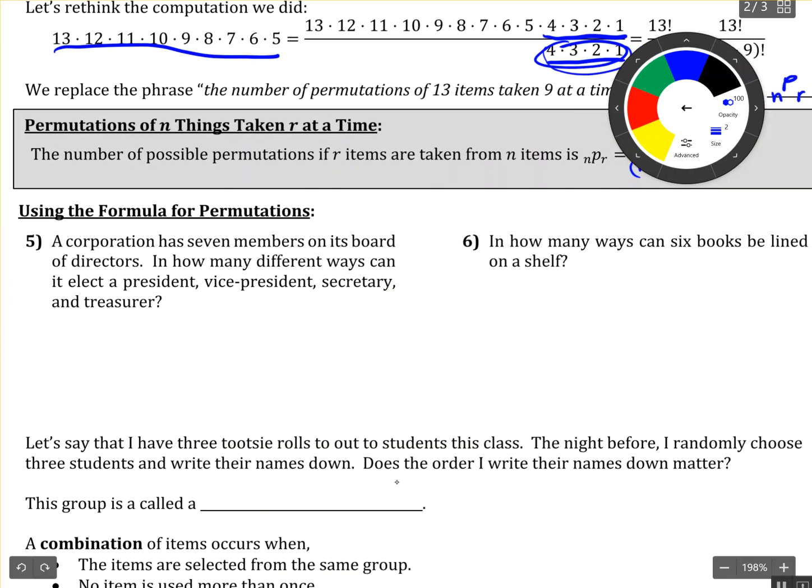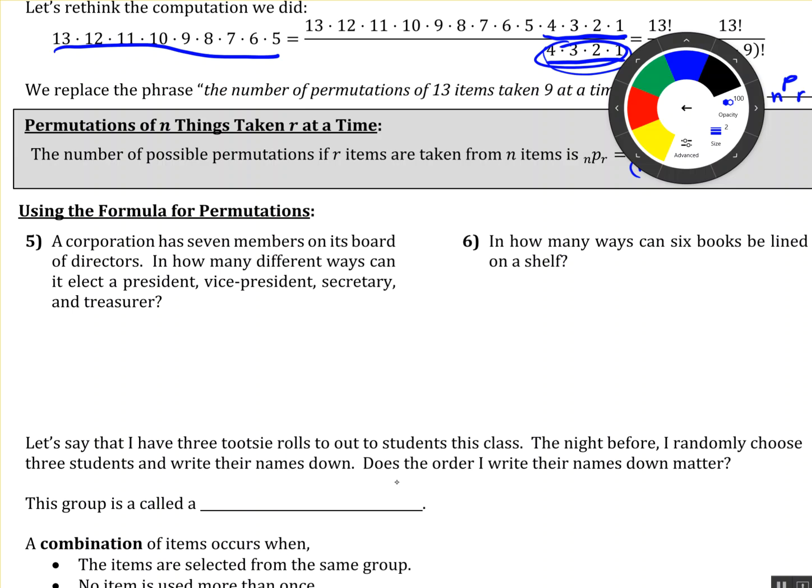All right, so a corporation has 7 members on its board of directors. In how many different ways can we elect a president, vice president, secretary, and treasurer? So those are different positions, right? If there's a difference between me being the president or me being the treasurer, those are 2 different ways to pick them. So the order matters, and I guess we're assuming that we can't have one person do multiple roles, right? We can't have a president also be the vice president.